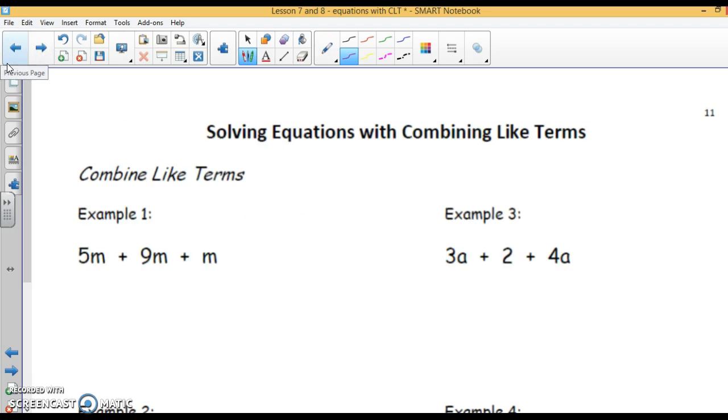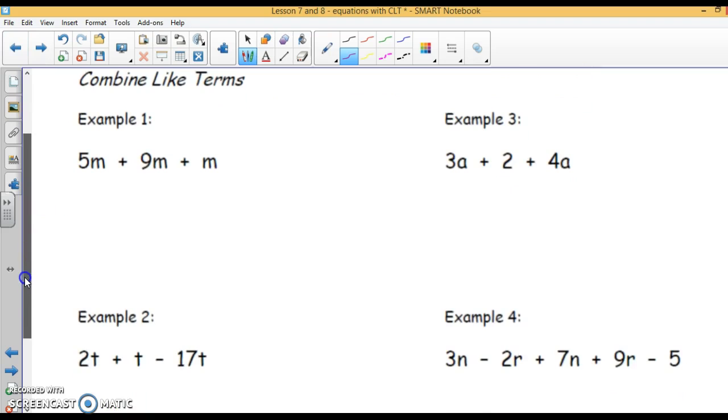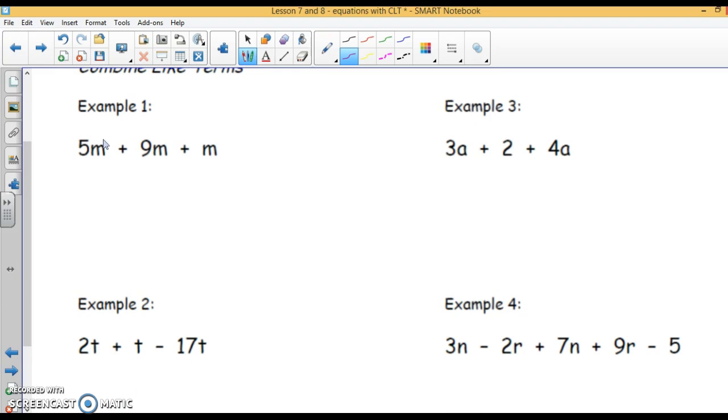All right, today's lesson. You are on page 11 in your note packet. I would like you right now to do these 4 problems as a warm-up. So pause your video, try these. All right, 5m plus 9m plus m. We are going to combine like terms. Remember there's a 1 here. This is 15m.